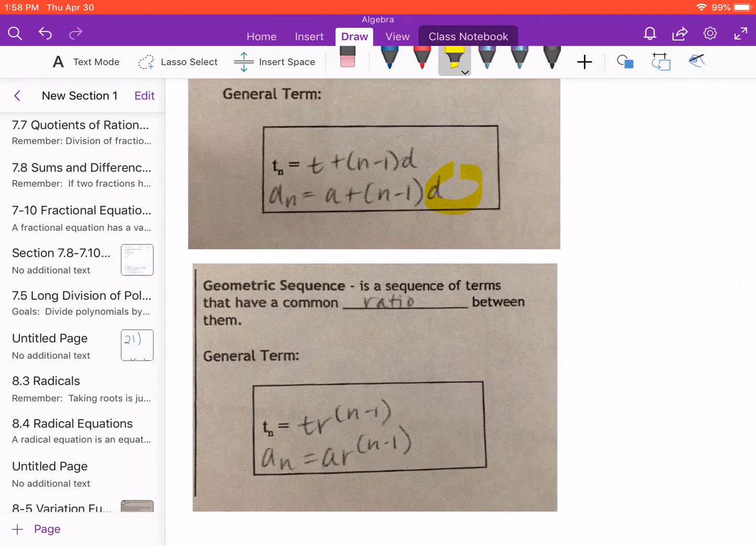And so these are the two equations that we're going to be using. The first one we're going to be using here is the a sub n in both of these. You're going to need to refer to those, and they are also on your worksheet.